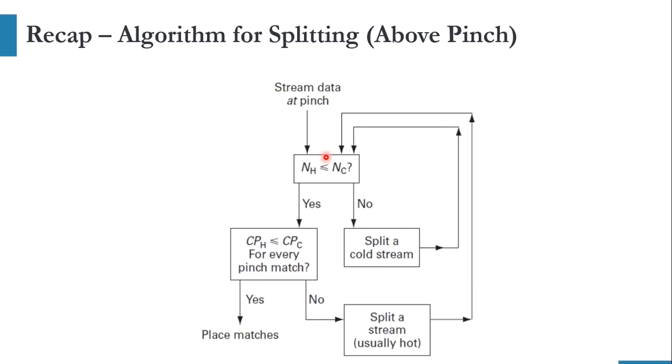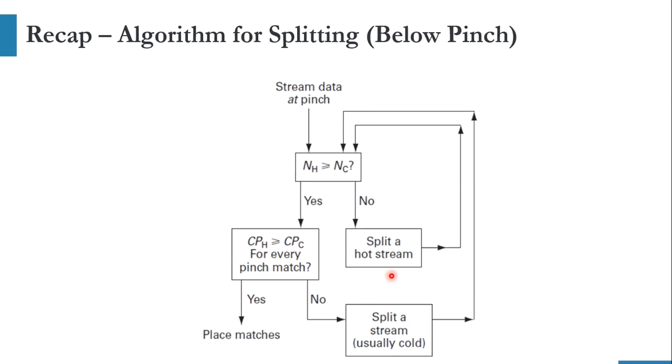So just for a recap, when a stream is above pinch, first we need to check that the number of hot streams should be less than or equal to the number of cold streams. If they are not, obviously we need to split a cold stream. And then we need to check that Cp of hot should be less than or equal to Cp of cold, and then we place matches. If this is not true, then we split a hot stream, and the opposite in the case of below pinch.